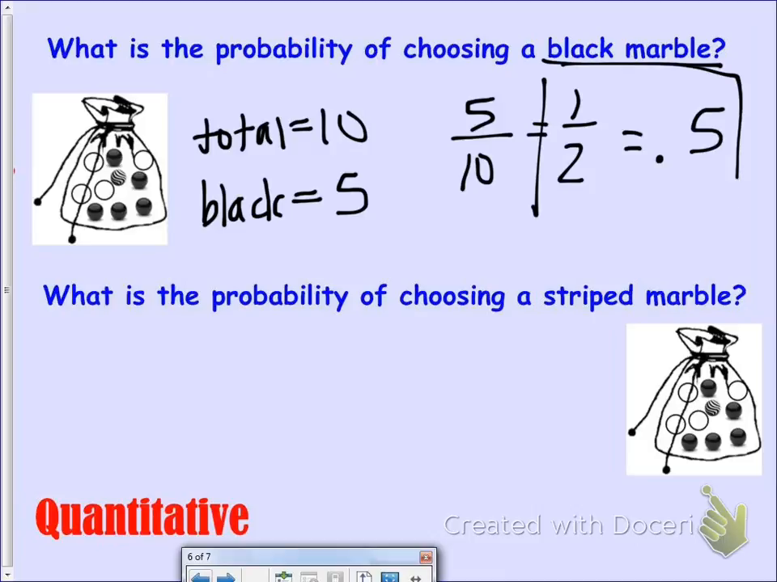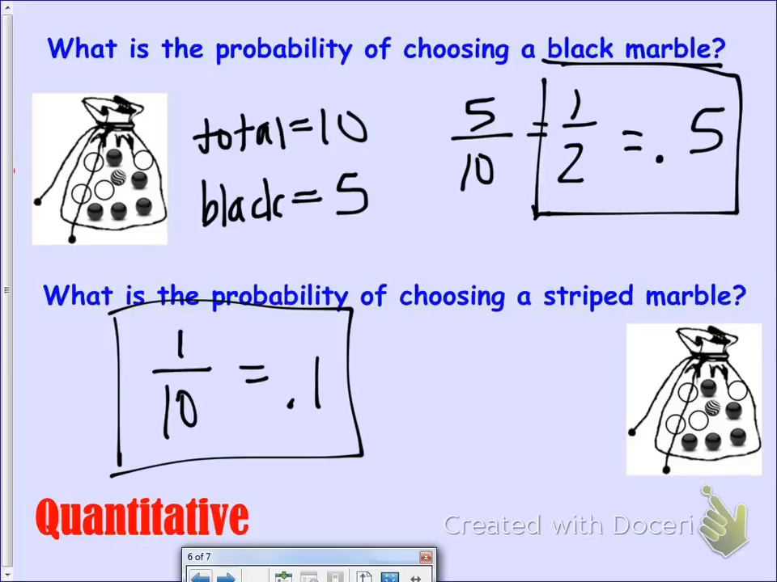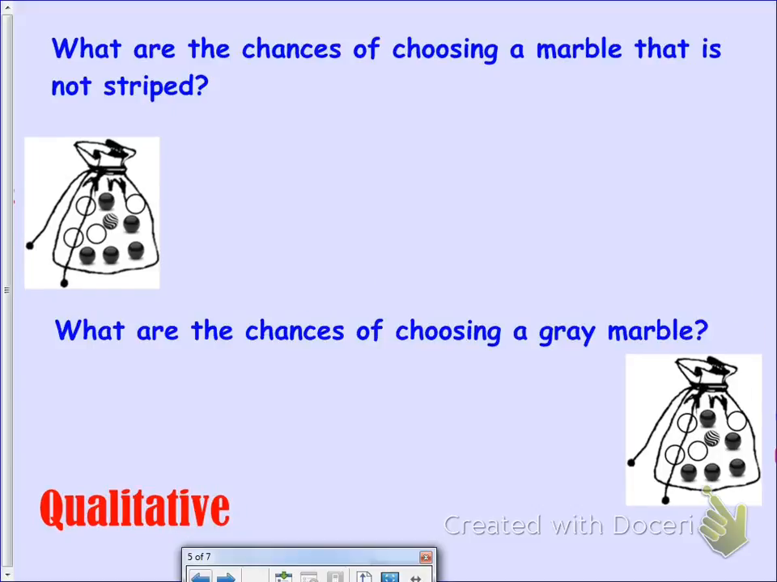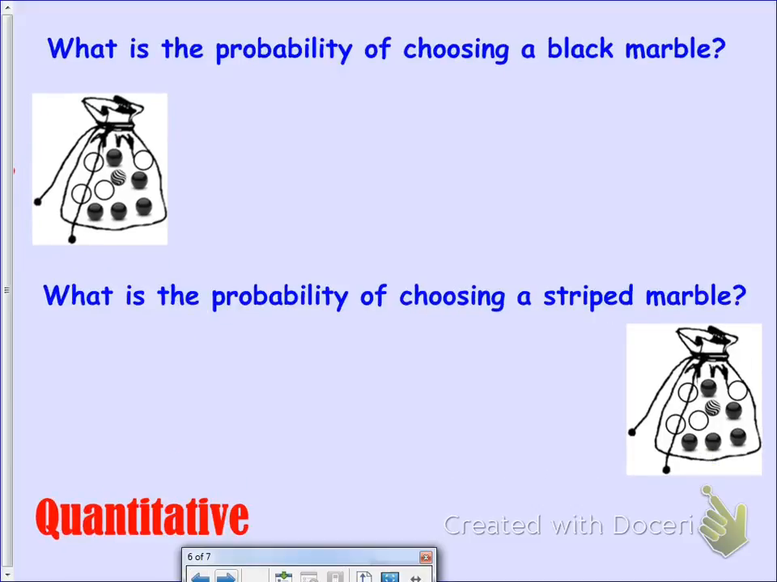So either of these two numbers work. You can either leave me the fraction or you can leave me the decimal. Over here, the striped one, we have 1 out of 10, which is 0.10. So again, you can leave me the fraction or the decimal, either works. So again, quantitative deals with the numbers, whereas these qualitative examples, if I go back over here, dealt with the words. So hopefully that helps you with the qualitative versus quantitative probability.